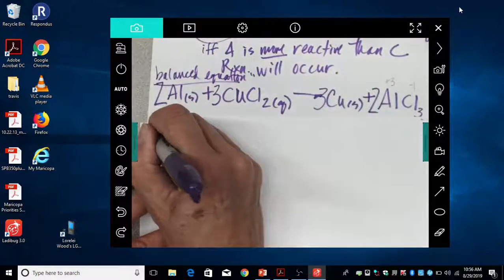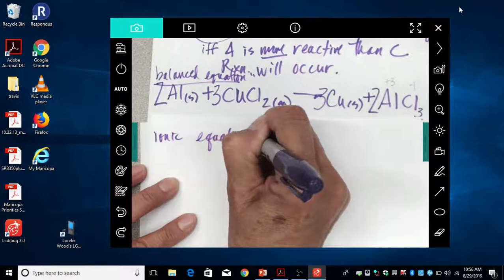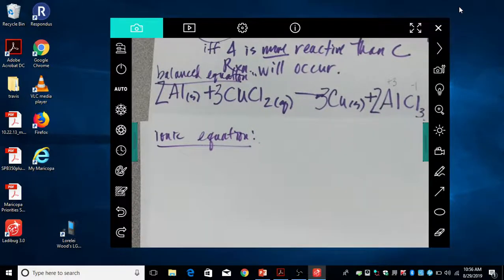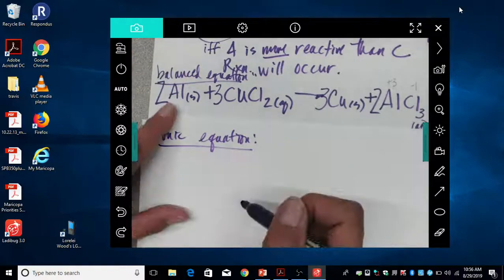Now we're going to write our ionic equation. And then finally we're going to write our net ionic equation. The ionic equation still works in the symbolic mode, but now it's telling you a little more detailed about what's happening with the atoms and the ions in that particular reaction. And most single replacement reactions that we're going to be talking about in this class are going to be taking place in aqueous solution. All right.